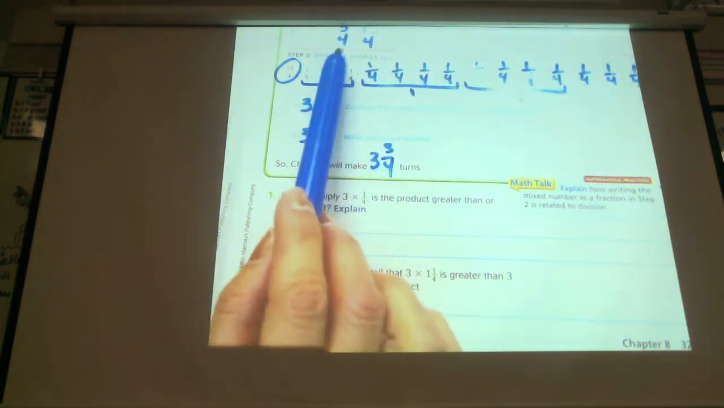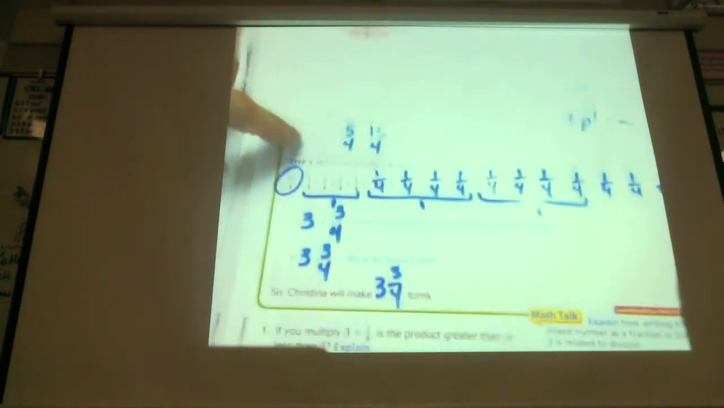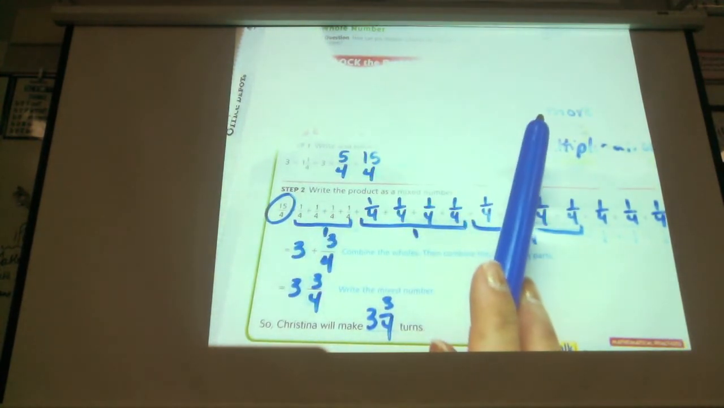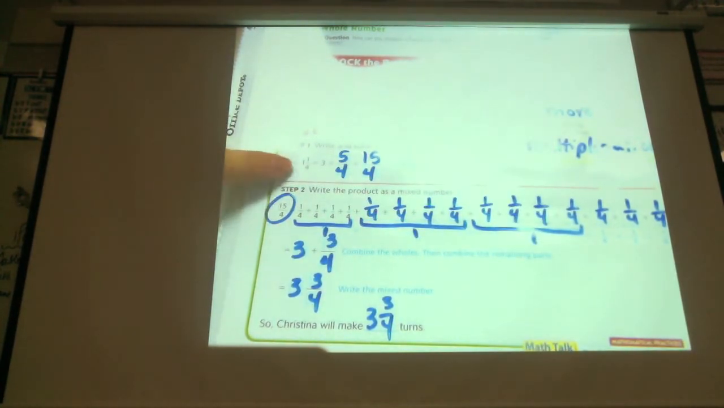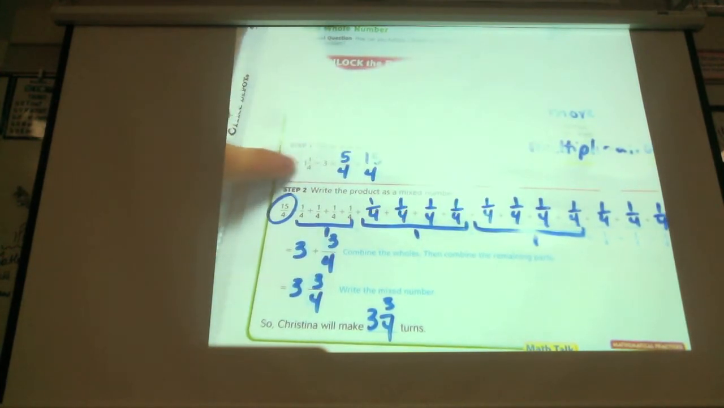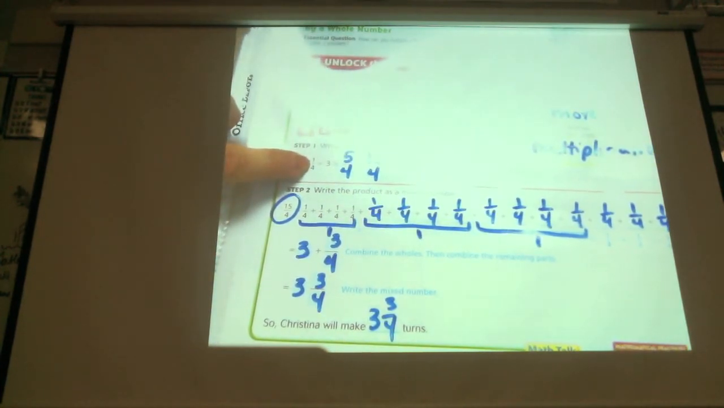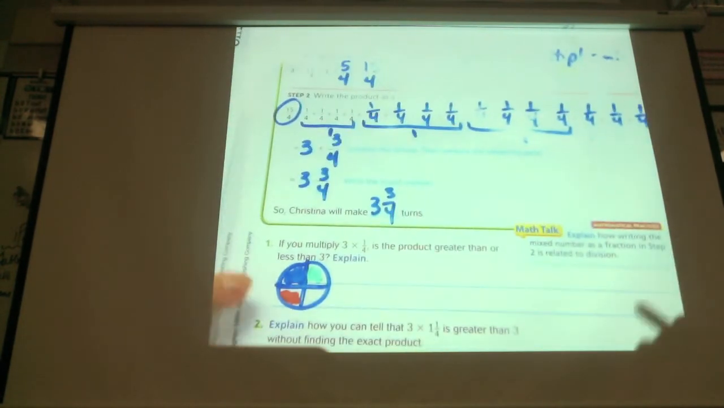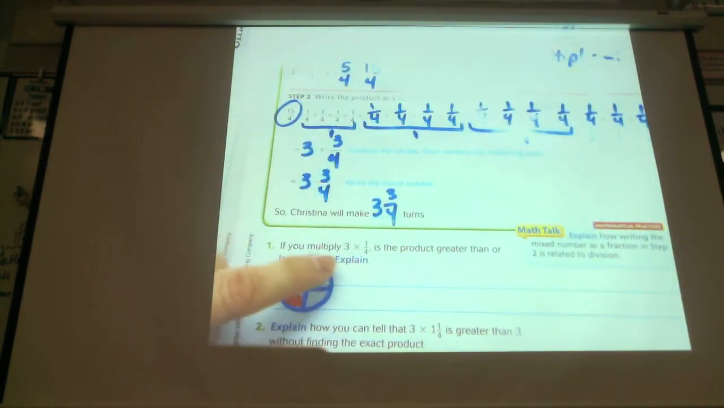Up here we had multiplied by 1. Remember this question asked us up here, will it be more than or less than 3? Well, we were multiplying by a whole. So 3 times 1 is 3. Then we have some fractional pieces. We know that's going to be more. But if we have just a fraction times 3, there's no way it can be more than 3. It's going to be less. In fact, in this case, it's less than even 1 whole.